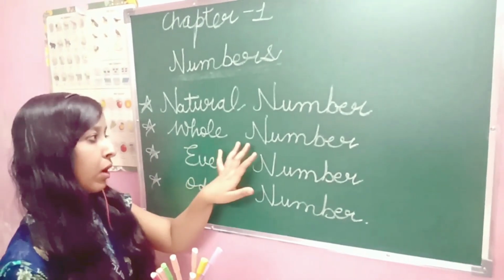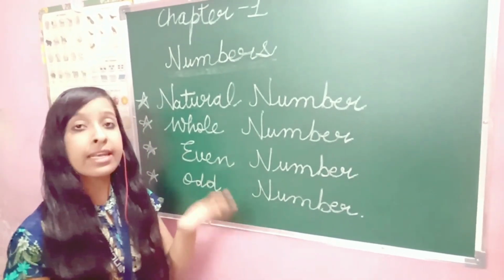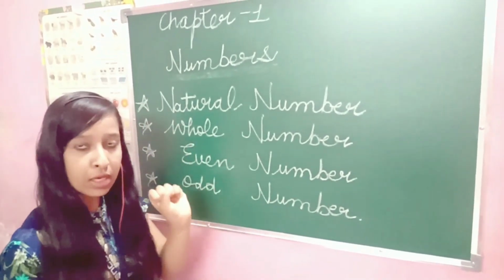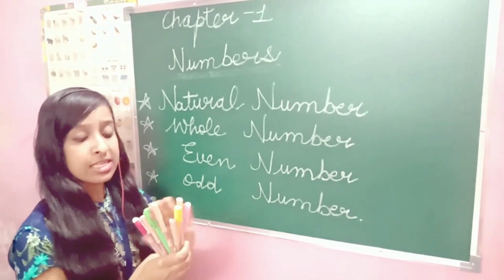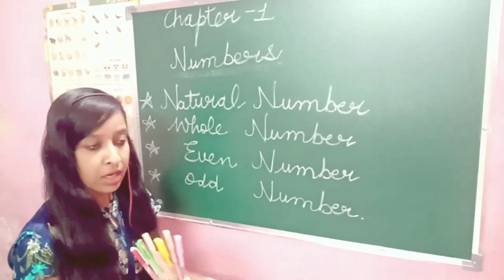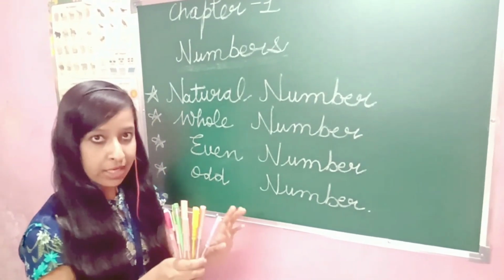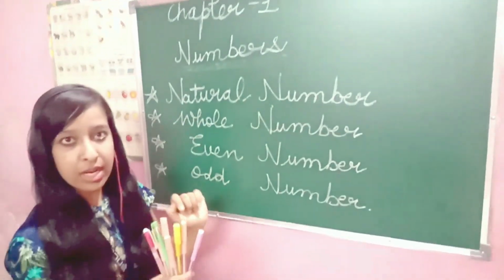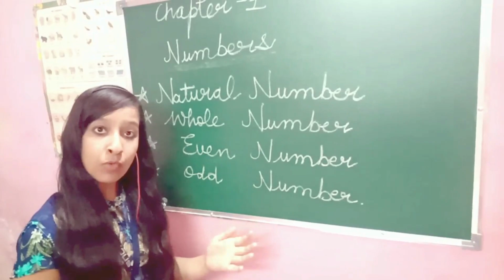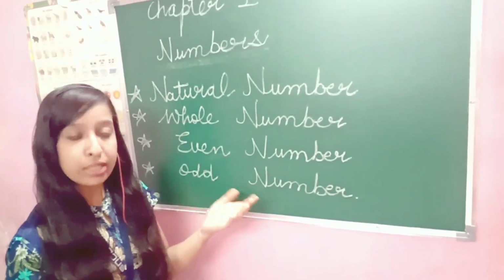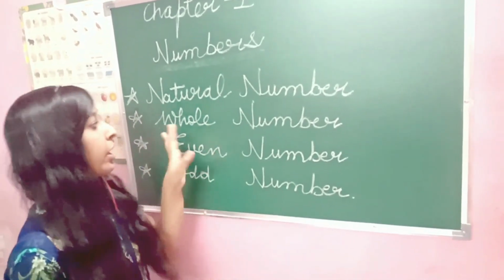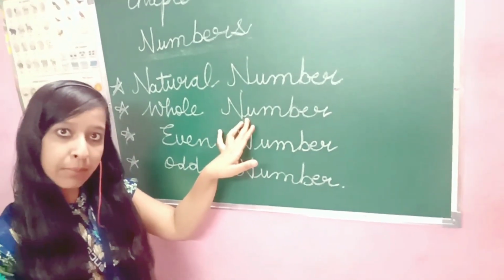Now a whole number. 0 before any natural number is known as a whole number. I didn't start the counting from 0. It started from 1 itself. So it is a natural number. But when we count like 0, 1, 2, 3, 4, it is known as a whole number.